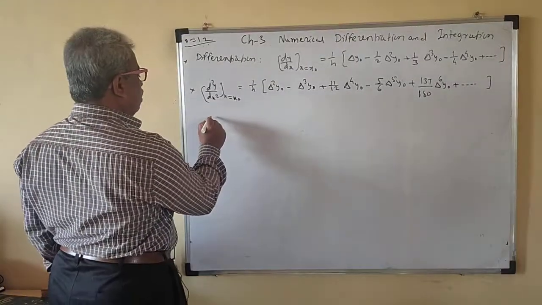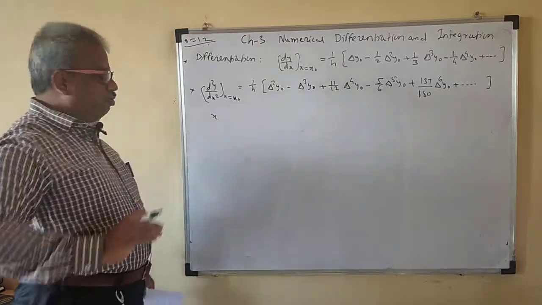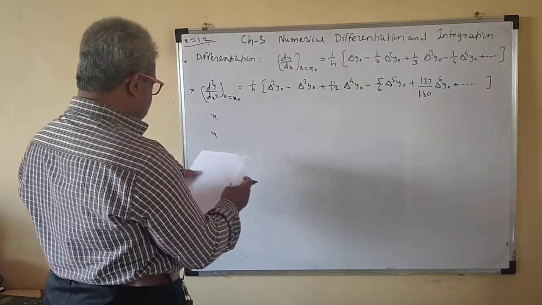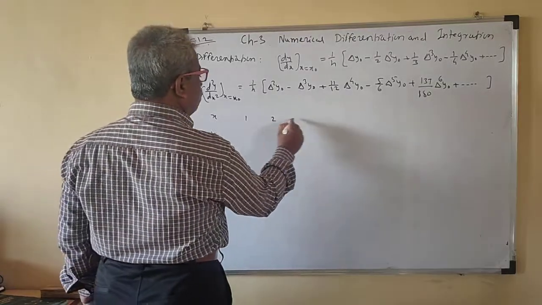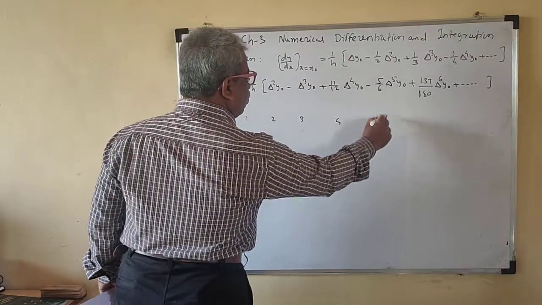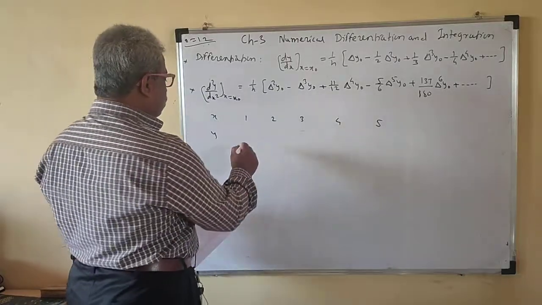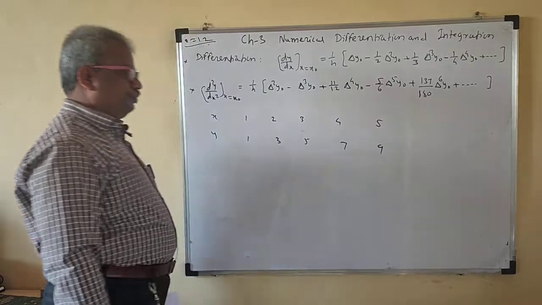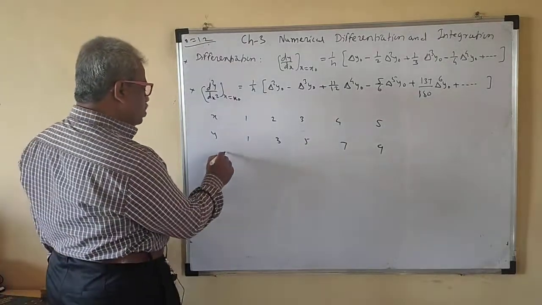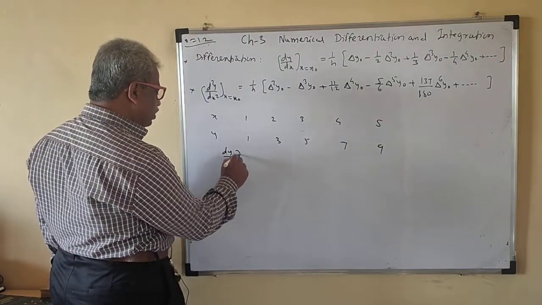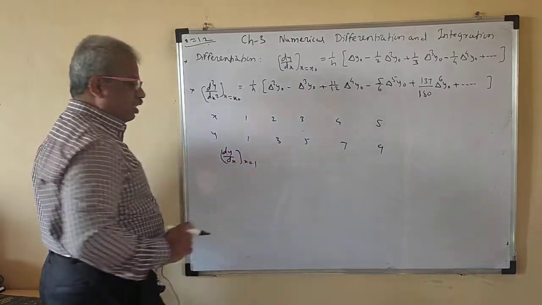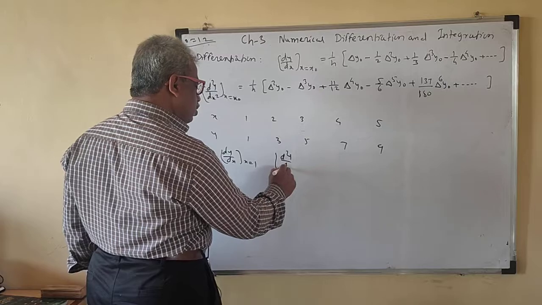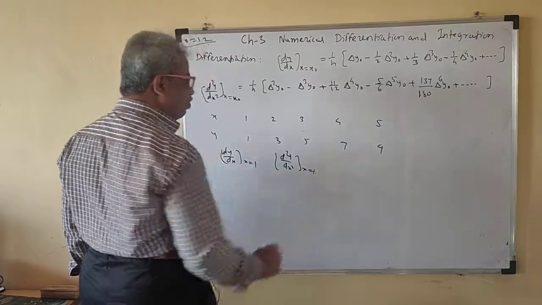So suppose we are given a table. Suppose the x values are 1, 2, 3, 4, 5, no problem, or 1, 3, 5, 7, 9 suppose. We are given a table. So the question is: find dy by dx at x equal to 1 and d2y by dx square at x equal to 1.